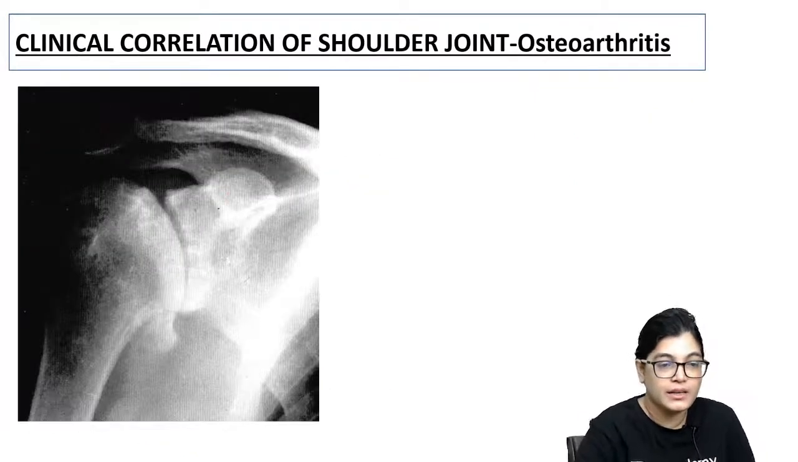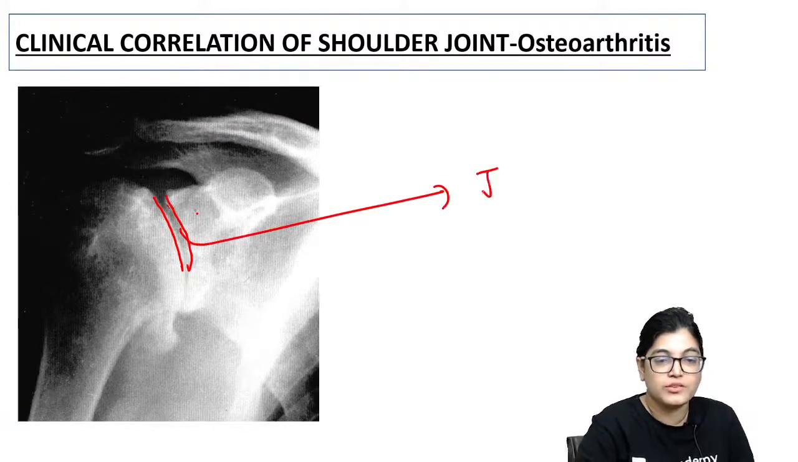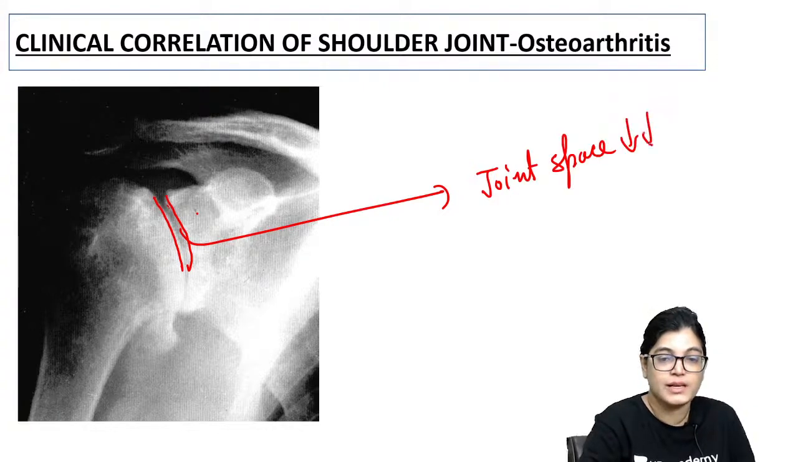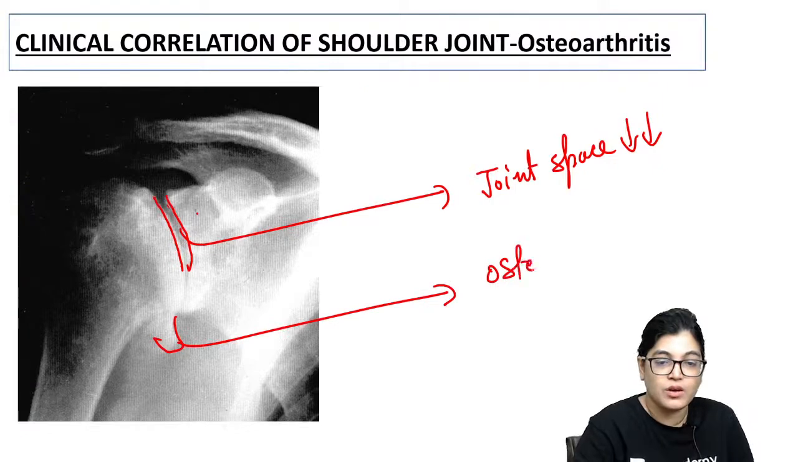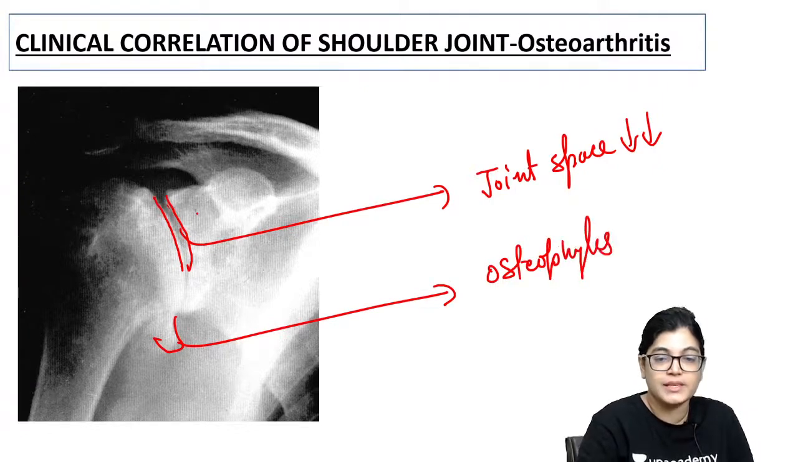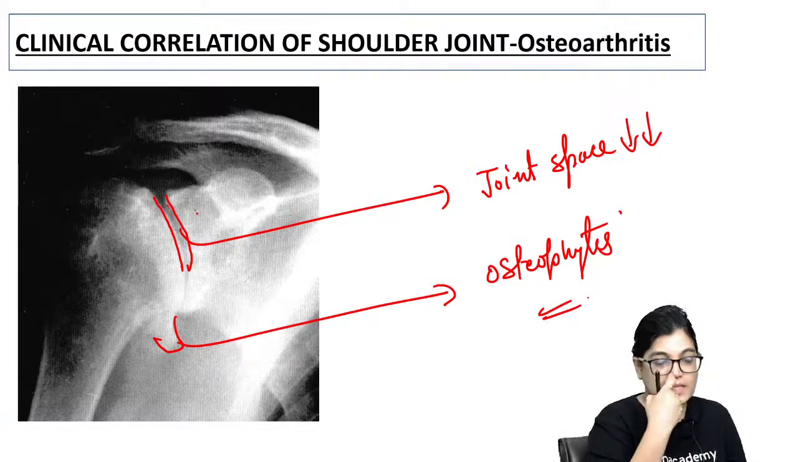See here, you can appreciate this is the X-ray of an osteoarthritic patient. The joint space is reduced, as you can see, and lower down you can see the formation of osteophytes. So these are the findings suggestive of osteoarthritis.